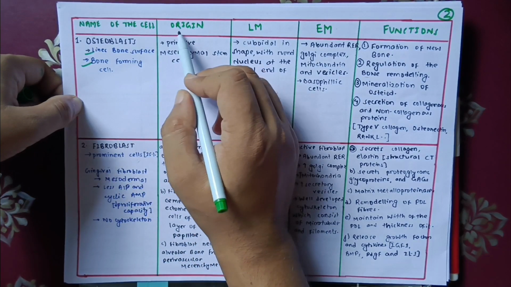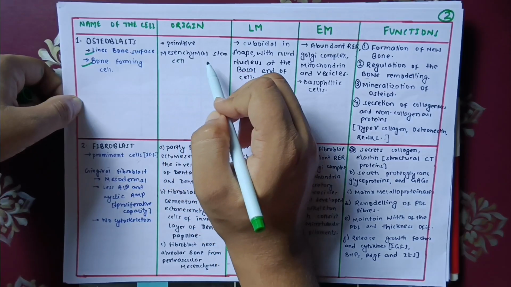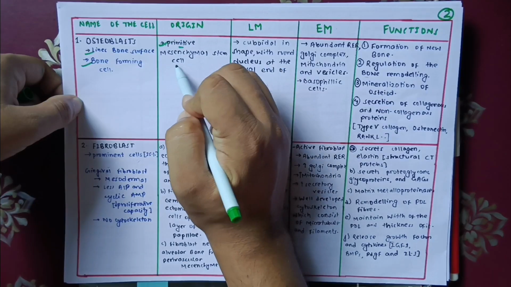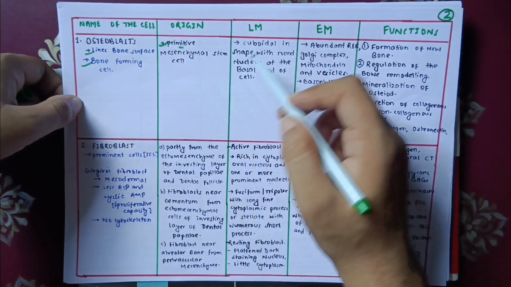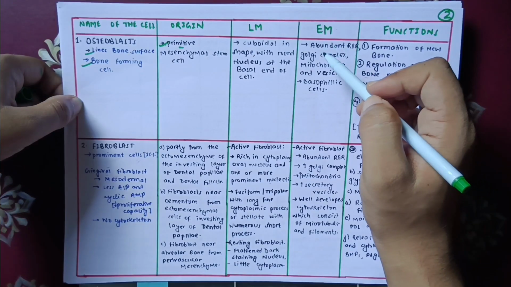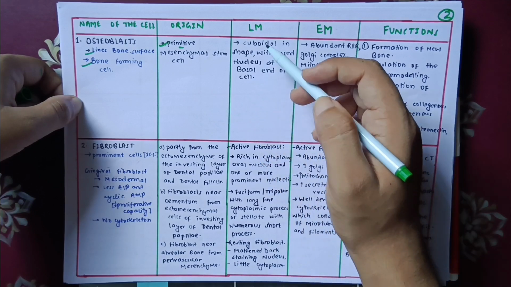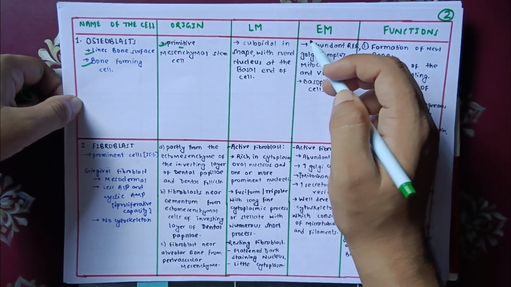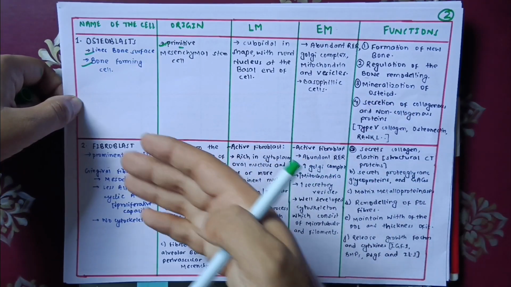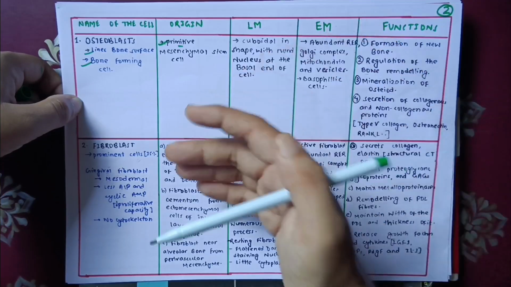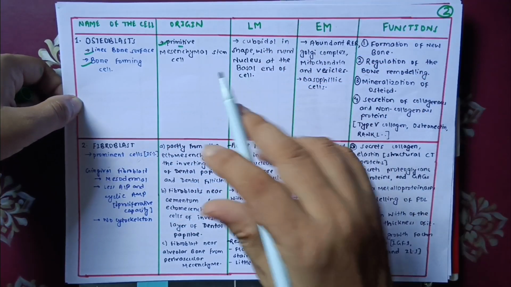After that, the origin of the osteoblast is the primitive mesenchymal stem cell. For the morphology of the osteoblast we will discuss light microscopy and electron microscopy. For every cell we will discuss how it appears in a light microscope and an electron microscope.